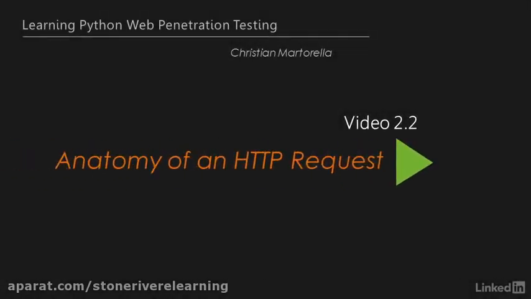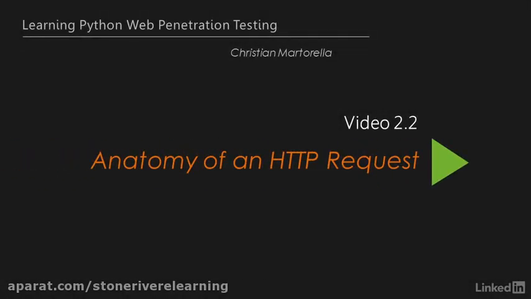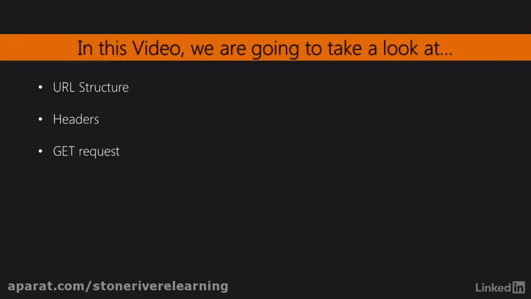In the previous video, we had a brief introduction of HTTP, and we saw a basic GET request example. We also saw the different HTTP methods available that we can use to interact with web applications. In this video, we're going to take a look at the structure of a URL, the request and response headers, and an example of GET requests using Telnet, to understand how it works at a low level.